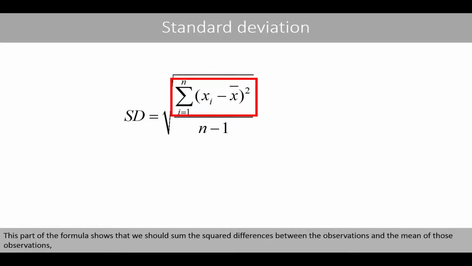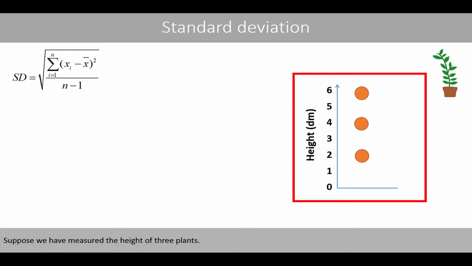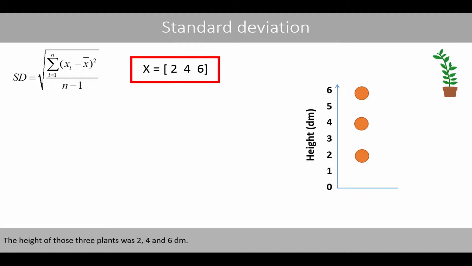This part of the formula shows that we should sum the square differences between the observations and the mean of those observations, and divide by the sample size minus 1. Suppose we have measured the height of 3 plants. The height of those 3 plants was 2, 4 and 6 decimeters.